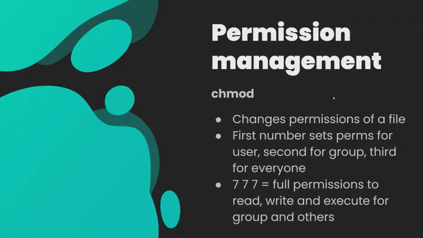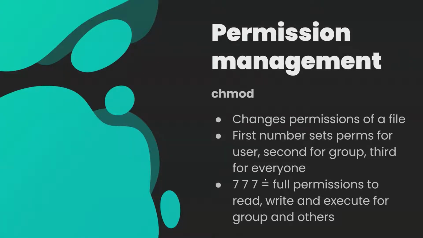So if you were to use this command, chmod, and then put these numbers in and then the file that you want to change the permissions of, it would be chmod 777 and then the file. These numbers would basically grant full permissions to read, write, and execute for the user, the group, and for everybody else. So let's recap that. First number is for the user, second is for the group, and third is for everyone else.